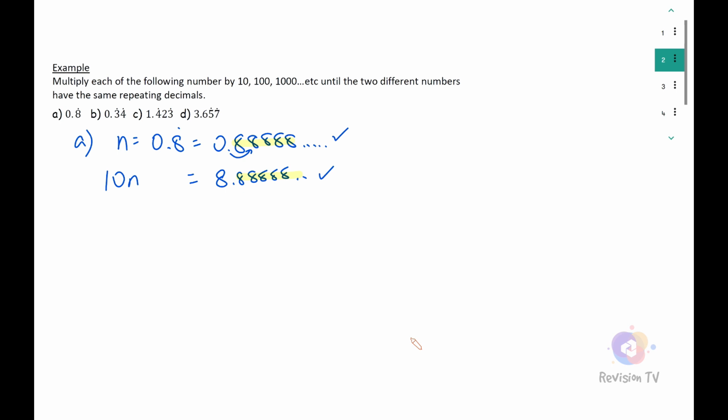So we've got two different numbers with the same repeating decimals. Part B, okay, so n equals 0.34, both recurring, so it means 0.343434 and so on. Next, if we do 10n, if we times it by 10, move the decimal forward once, we get 3.434343. Right, they're not quite the same, because you can see 3434, 4343, so not the same.